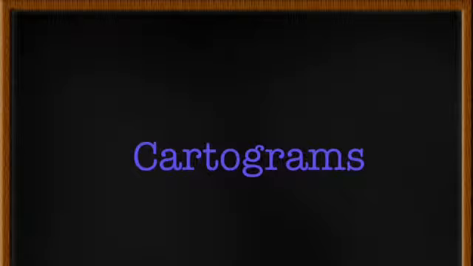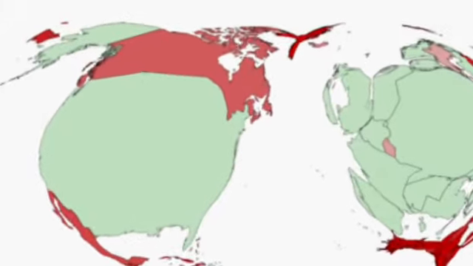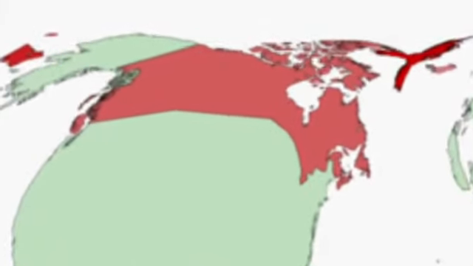A cartogram is a map that is sized differently depending on the indicator. If I created a cartogram map of the world based on population, Canada would be smaller than it actually is, and the UK would look a lot bigger.